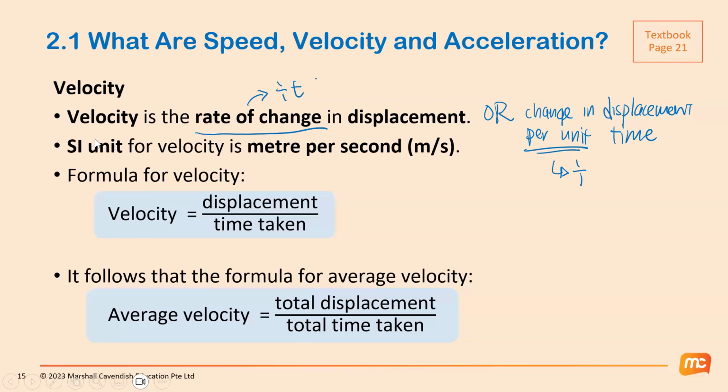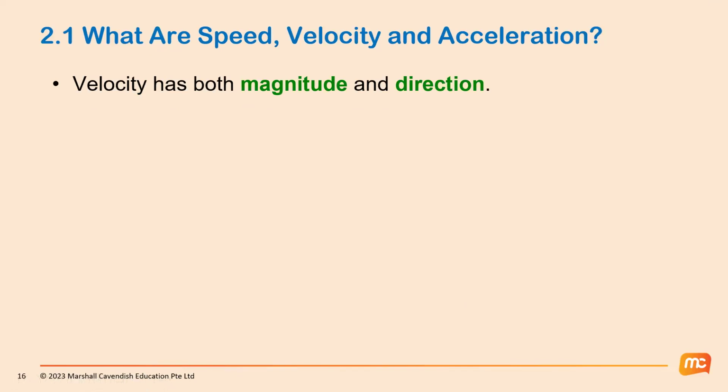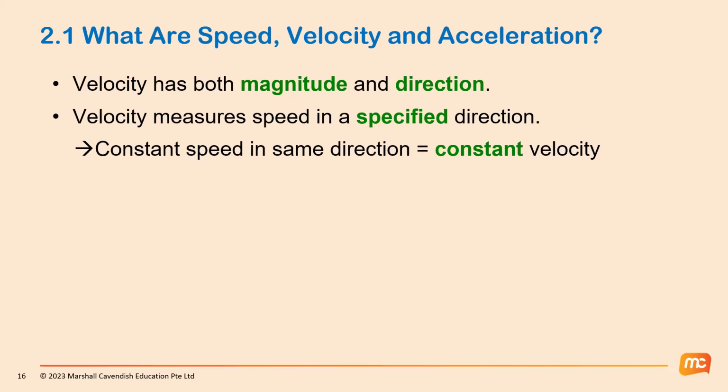Per unit means divided. Again, the SI unit doesn't change. It's still meters, because displacement is also in meters, and then meters per second. So the formula for velocity will be displacement over time. I just take the distance out and replace it by displacement. So velocity is a vector because displacement is a vector. Likewise, average velocity means total displacement divided by total time taken. Since velocity is a vector, it has both magnitude and direction.